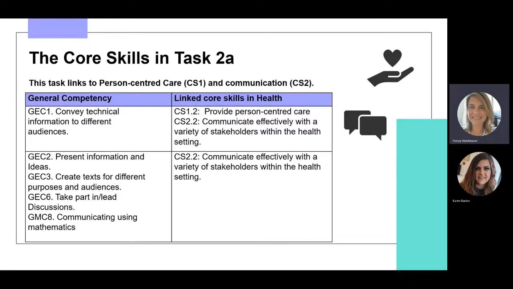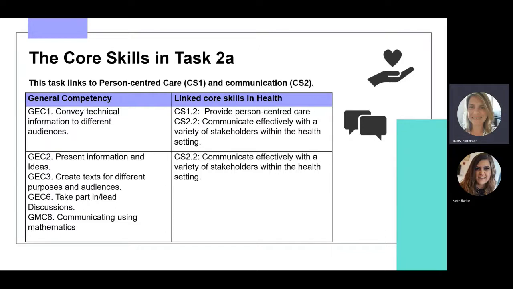So let's look at those core skills in relation to that general competency framework. Linking back to the AO4, where 2 marks come from the English and maths competencies, here is an outline of the competencies and how they link to the core skills. In regards to communicating using maths, students may use data to support their reasoning or justification for support or care options a patient should have. So that's how you would link that CMC 8 with that CS 2.2, so how to communicate using numbers and statistics in a supportive discussion.